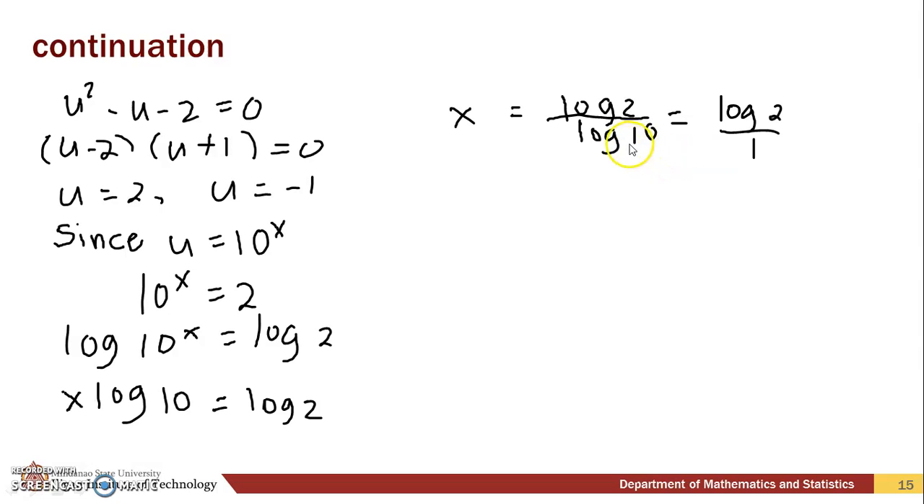Again, because the base here is 10. So, what is the exponent to which the base is raised to get this number? Exponent should be 1. So, the logarithm of 10 to the base 10 is actually equal to 1. So, x now equals the logarithm of 2 over 1. Because you only divide it by 1, that means x is equal to the logarithm of 2. Therefore, x is equal to 0.301.